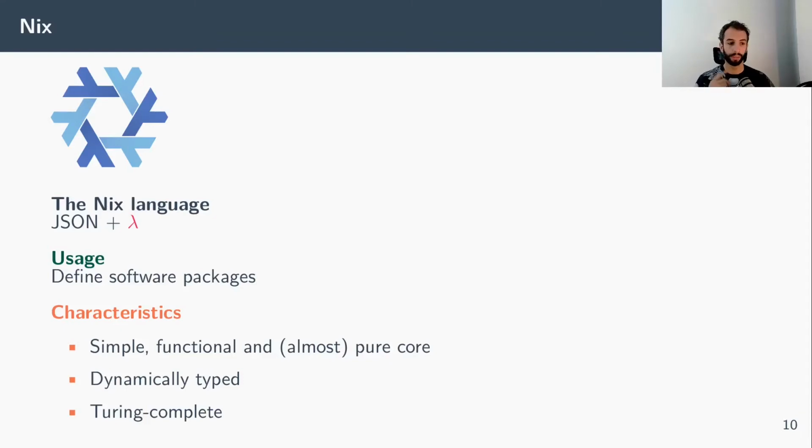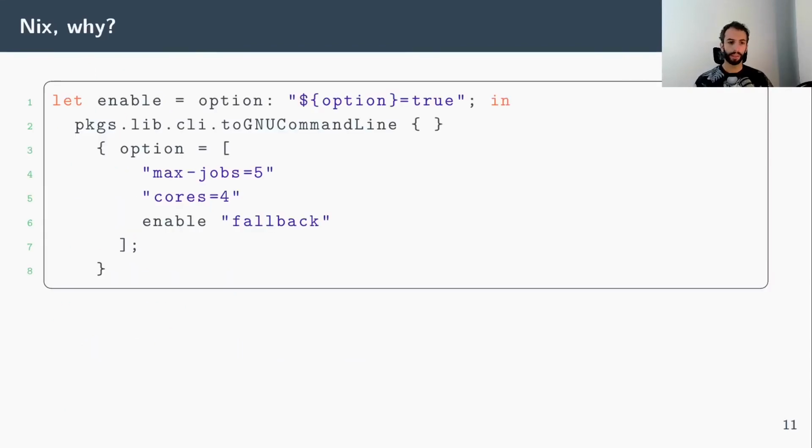It's JSON plus higher order functions, basically, and it's used to describe software packages. So it's a simple, functional, and pure language. It's dynamically typed and Turing complete. And we'll see that the issue I described before about early and late reporting are not just theoretical, they are practical. And for example, this is an example by Gabriella Gonzalez, the author of Dhall, about dynamic error reporting.